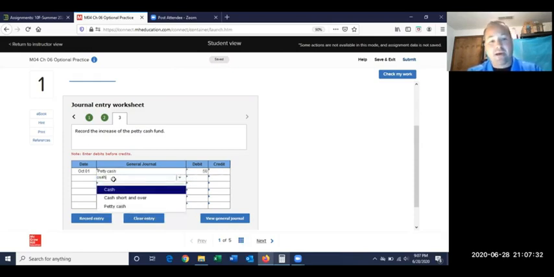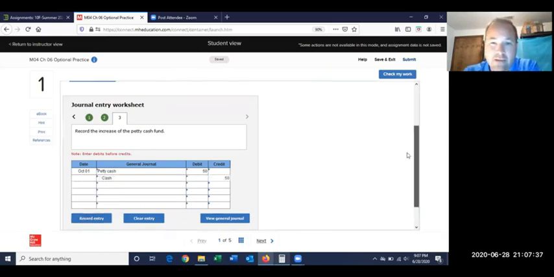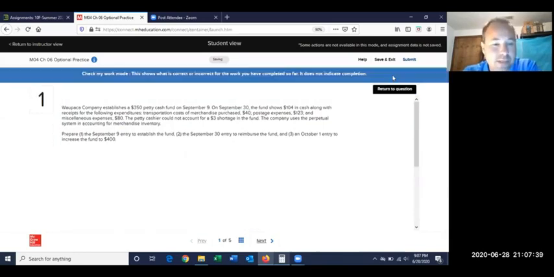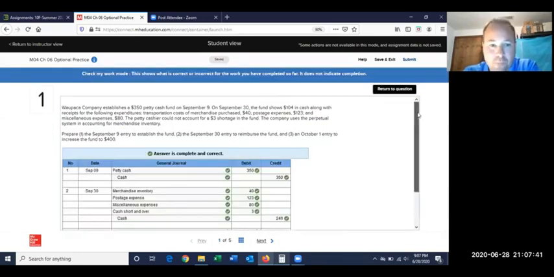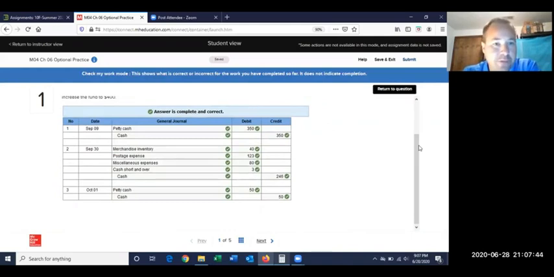And we took more money out of our checking account for the 50. So we can record that. Let's go ahead and check the work, see how we did. And everything looks good.